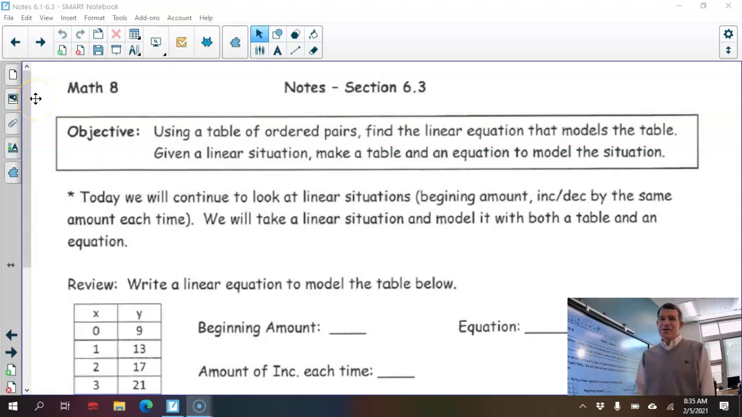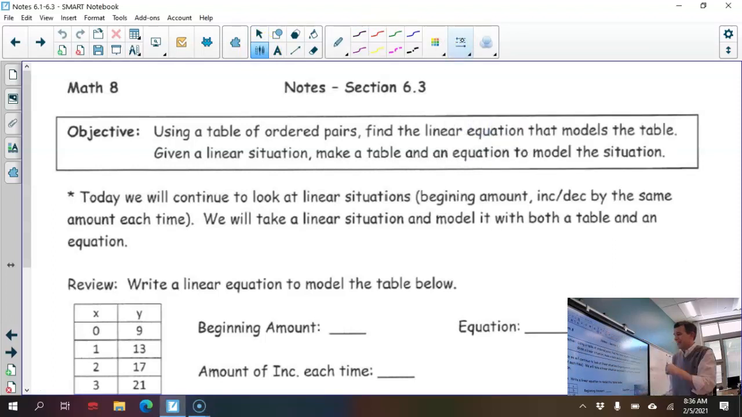Hey, Math 8, we are moving on to Chapter 6, Section 3. And in this section, we are going to just extend what we have done in the first two sections a little bit and look at some problems that might be a little bit harder than they were before. All right, so let's get started.